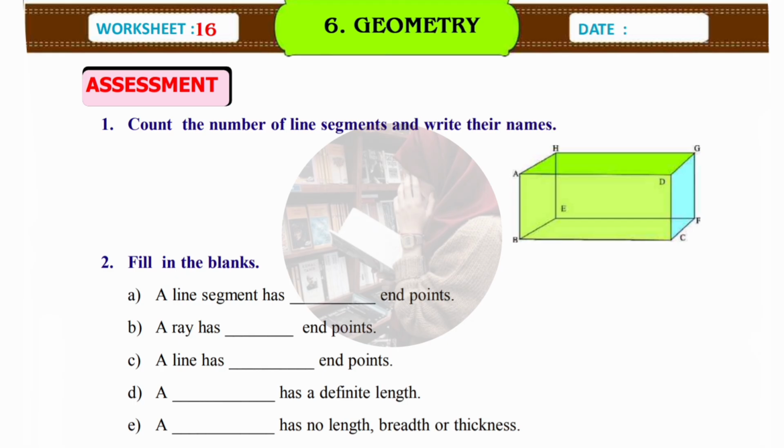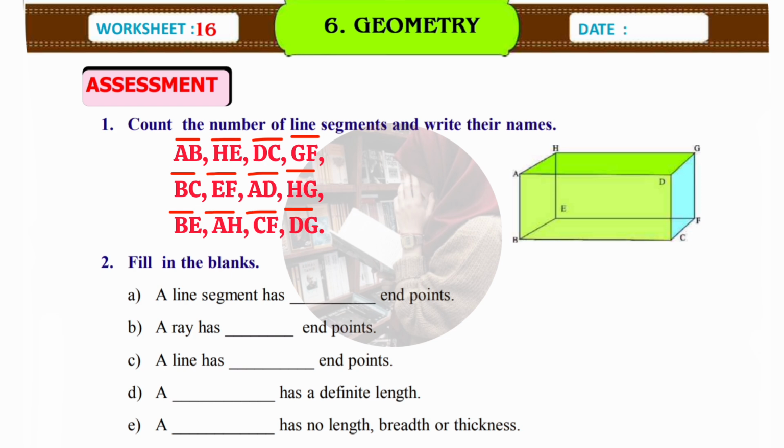Here, self-assessment. Let's see this. First Roman is count the number of line segments and write their names. Here one picture is given from which we have to find the line segments. So write down the answer: AE, HE, DC, GF, BC, EF, AD, HG, BE, AH, CF and DG. So these are the line segments we get from this picture. Total how many are there? 4, 4, 4, 12.